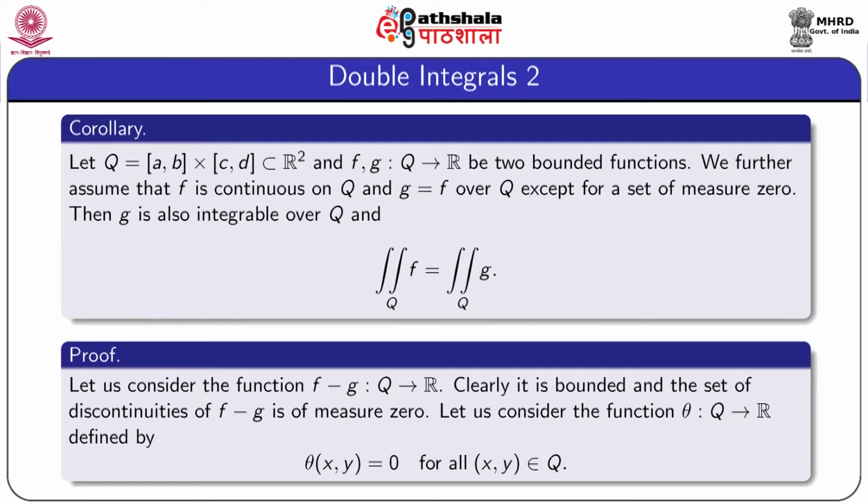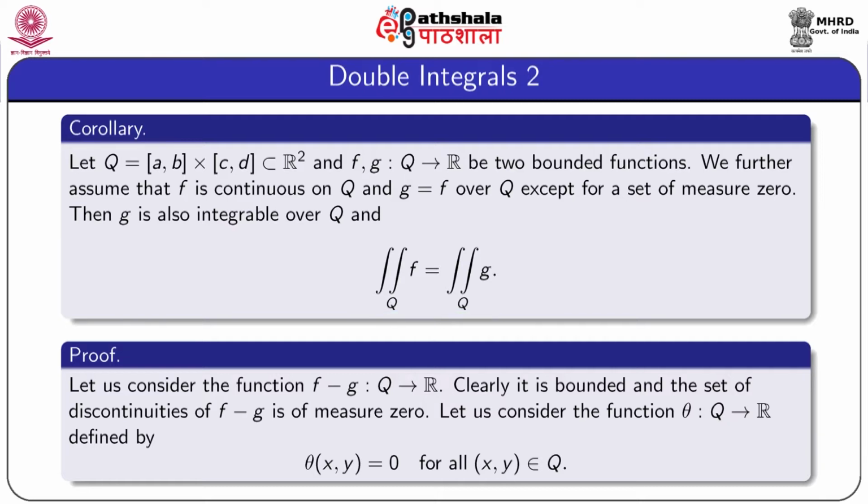Corollary. Let Q = [a,b] × [c,d] and f, g from Q to R be two bounded functions. We further assume that f is continuous on Q and g is identical with f over Q except for a set of measure 0. That is, g agrees with f almost everywhere on Q. Then g is also integrable over Q and the integral of g equals the integral of f.